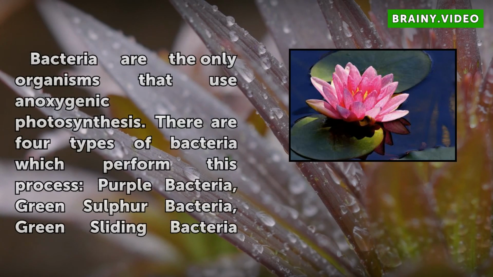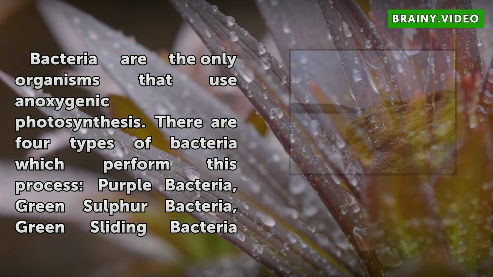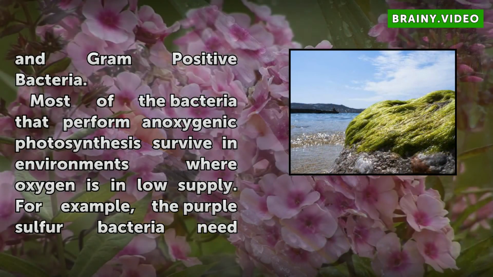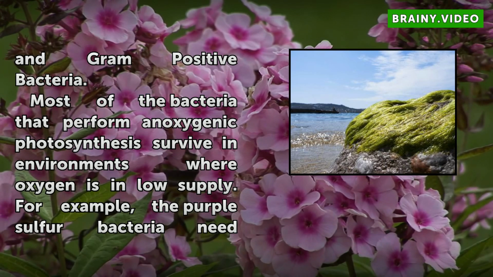There are 4 types of bacteria which perform this process: purple bacteria, green sulfur bacteria, green sliding bacteria, and gram-positive bacteria. Most of the bacteria that perform anoxygenic photosynthesis survive in environments where oxygen is in low supply. For example, the purple sulfur bacteria need hydrogen sulfide and light to grow. As a result, they only grow in mud and stagnant water.